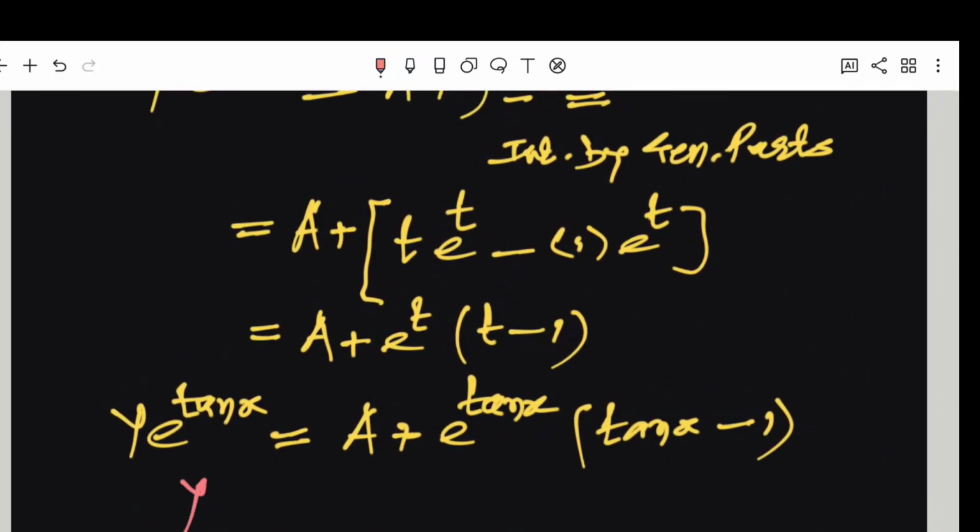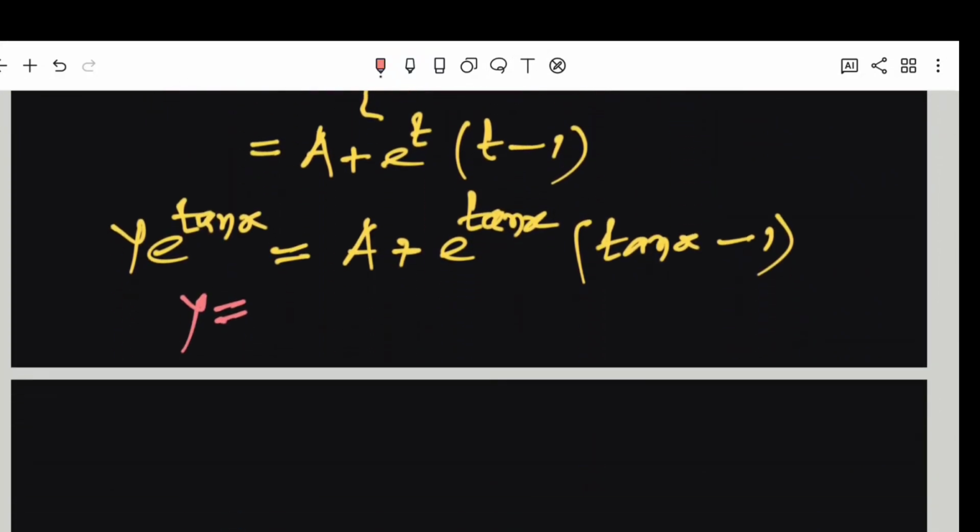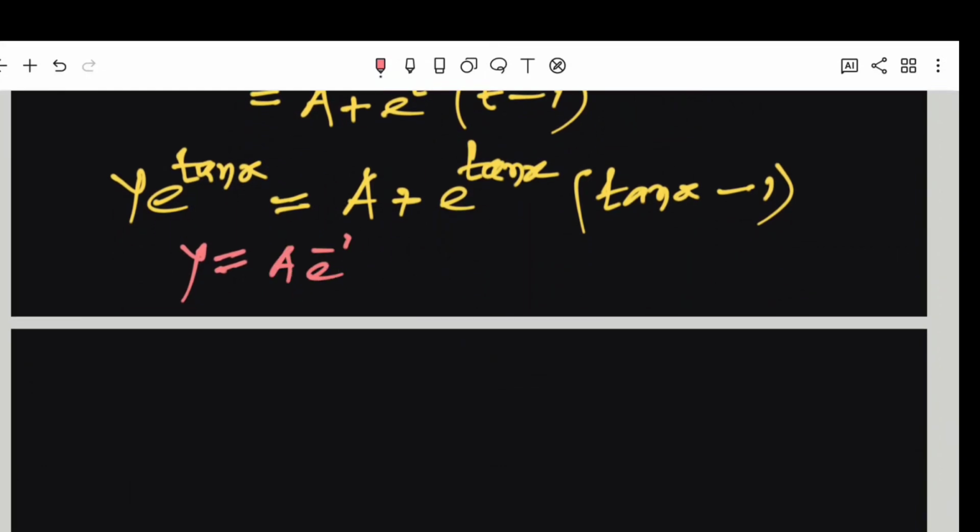Then dividing throughout by e raised to tan x, we get y is equal to a divided by, which when you transfer becomes e raised to minus tan x. Second term, e raised to tan x gets cancelled. We have tan x minus 1 only, and this is the required answer.